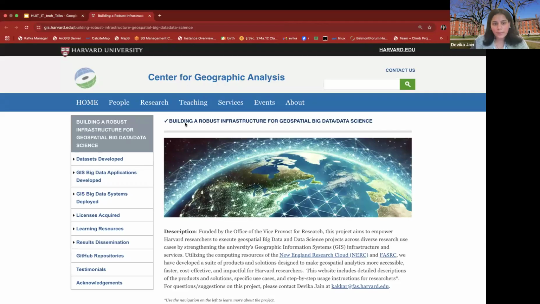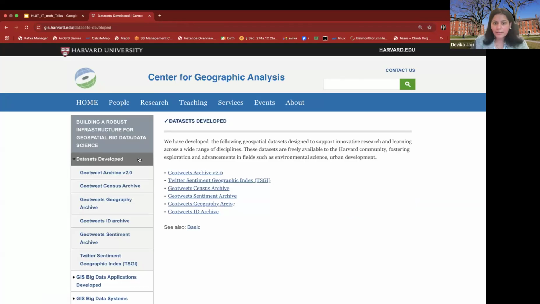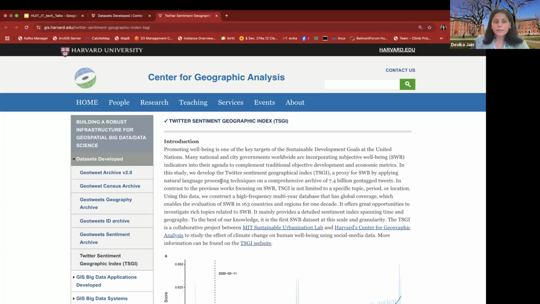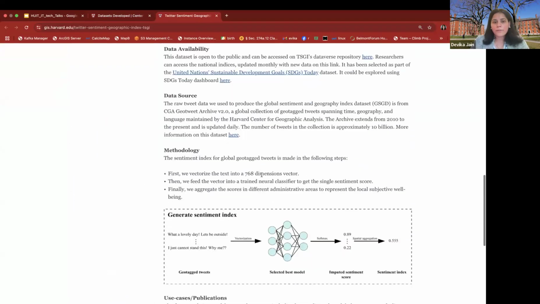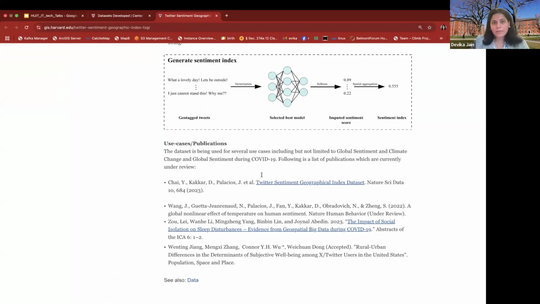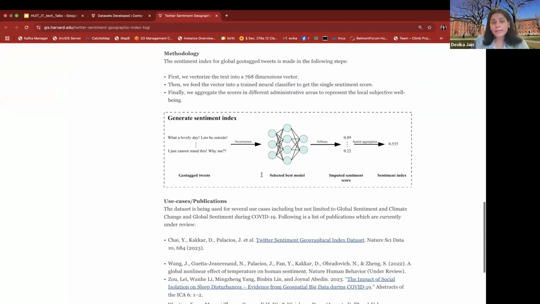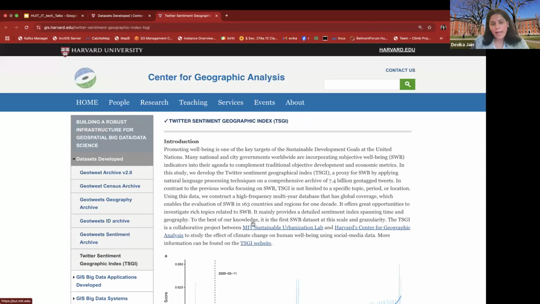When you go to our project website, on the left you will see all the resources which I just described in my presentation. If you are looking for data sets, spatial integrated data sets, social media data sets, you click on data sets developed. Here you will see the list of data sets which are available. When you click on any data set, you will see the description of the data set and how it was developed. Then you will see the publications, the use cases, how other people are using this data set, and also information on how you can access it. So we provide a link to the website or the Harvard Dataverse page where the data set is available for you to use.